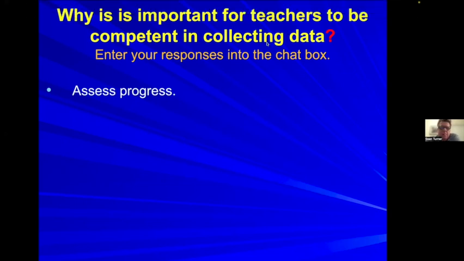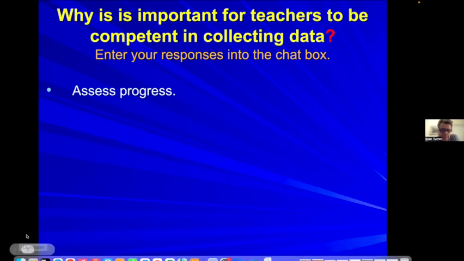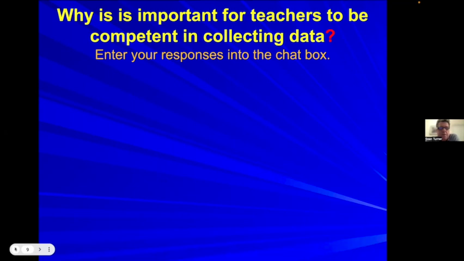So why is it important for teachers to be competent in collecting data? I shared my reasonings. I made my argument. You might have been drinking coffee and not listening to that, but we would love to hear your responses in the chat box. Why should it be important for you guys to collect data? Anything come up, Dr. Mack?